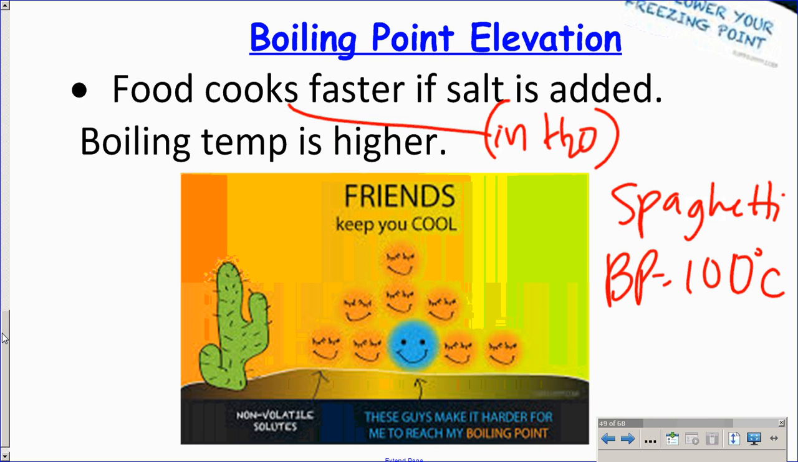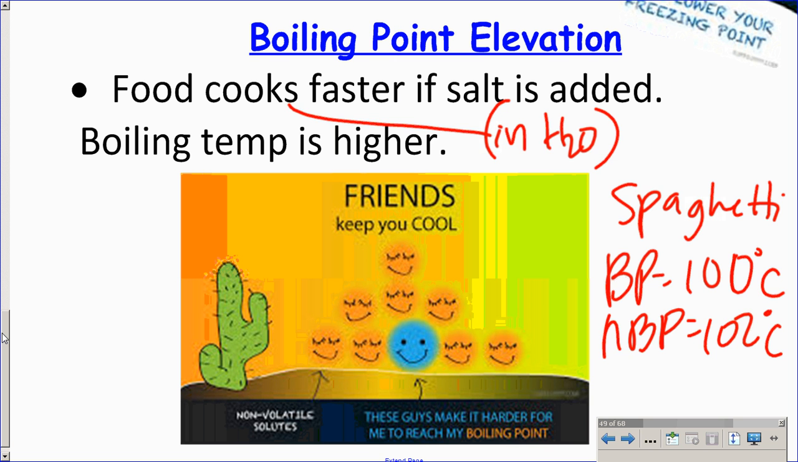If you want to maintain your water in your pot, you put salt in the water and it increases the boiling point to like 102, 103 degrees Celsius. So that's like 220 Fahrenheit. It's going to increase it so it doesn't boil out and over. It does cook the spaghetti faster too, so it serves two purposes. So the new boiling point would be like 102 degrees Celsius. It's based off the solvent of the water.